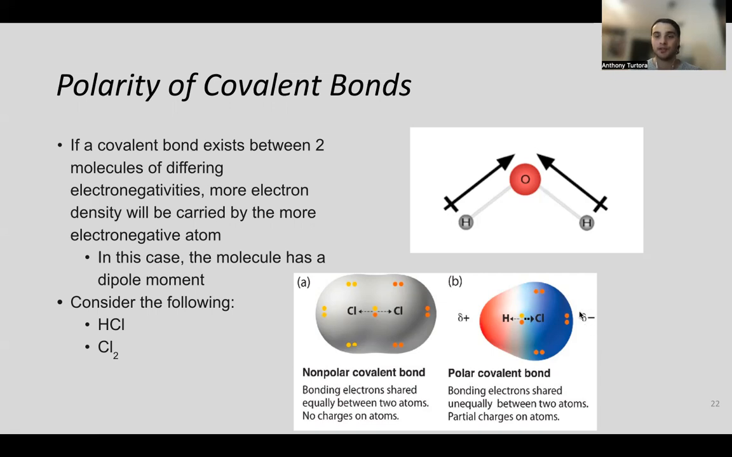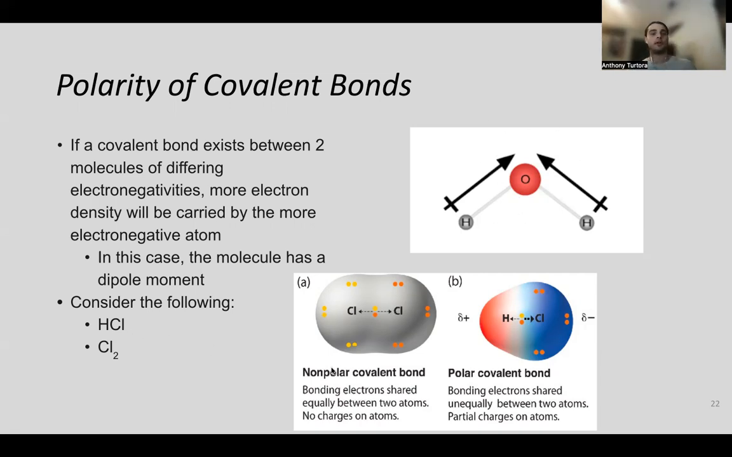Another way that this is denoted is with this delta negative and delta positive. The delta positive is kind of like this positive part of the arrow. Delta negative is kind of like where the negative end is pointing. And that just means that most of the electron density exists in these areas.